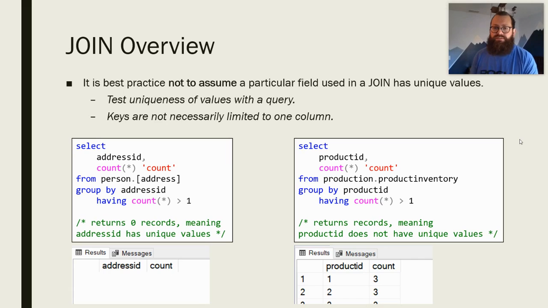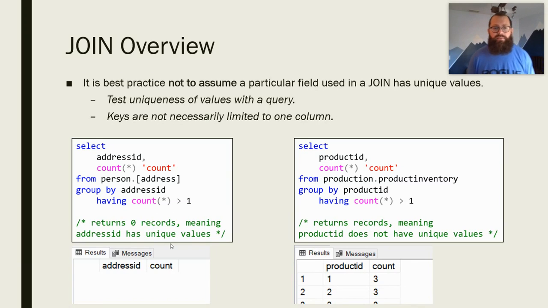So we know how to do this already. We know how to look for unique values, testing them using a GROUP BY and a HAVING clause. In the first example, we're looking at the address table in the Person schema. We're requesting SQL to return a count of records for each value of address ID, so we're going to group the query results by values of address ID. We're only going to return those that have a count greater than 1.